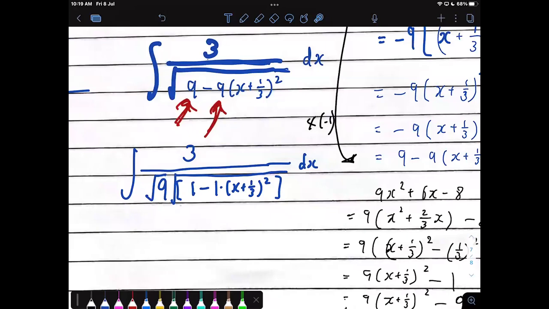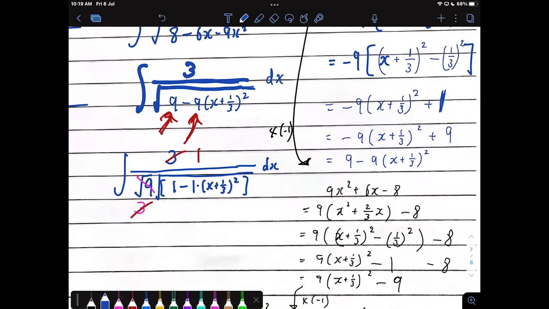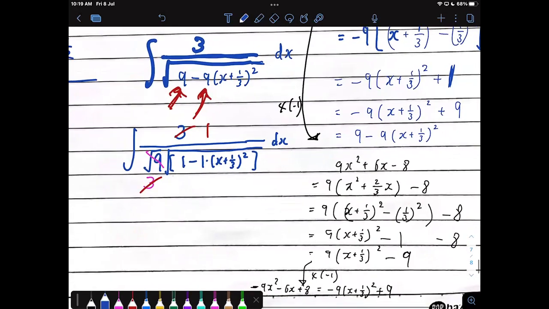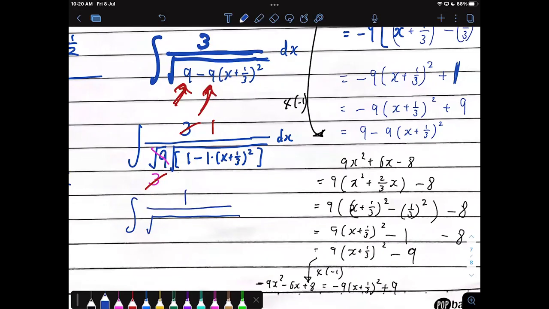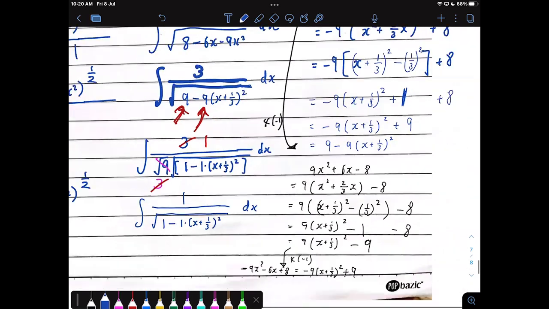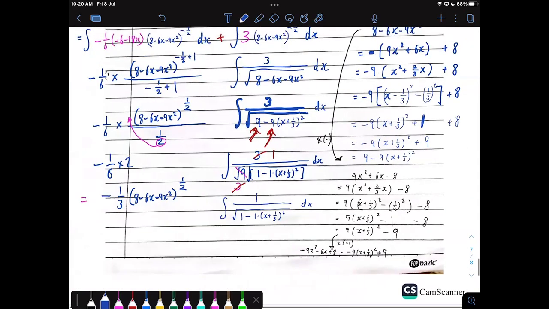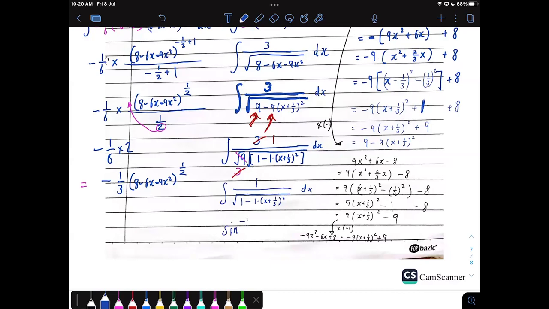So in this case, what is the square root of 9? It's just 3. What happens to the numerator and denominator 3? They will cancel out. Left with a 1. So that means you're left with the integral of 1 over square root of 1 minus 1 times x plus 1/3 bracket square dx. Then now you can just integrate safely. Straight away you will get sine inverse of x plus 1/3.